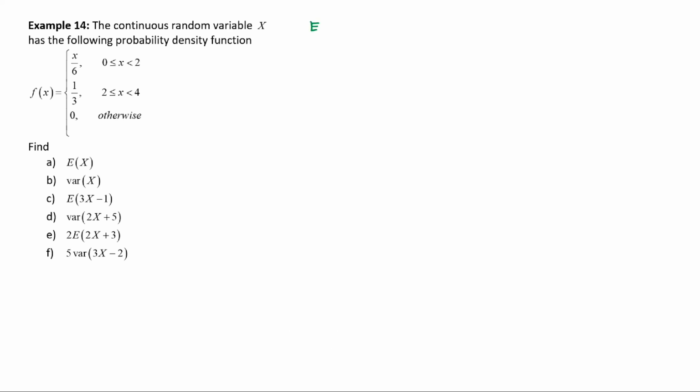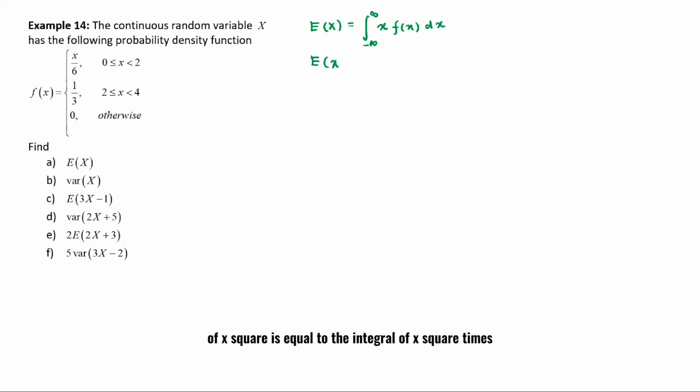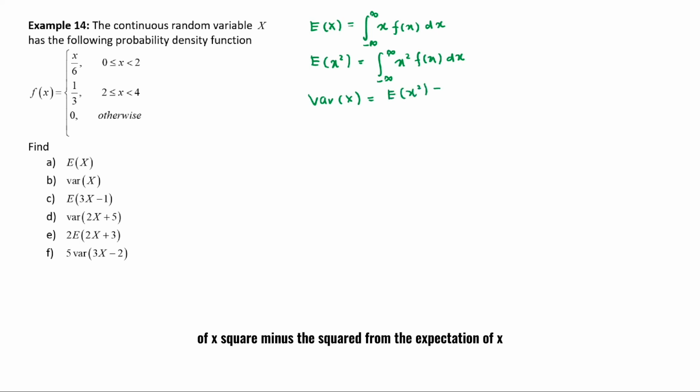Let's recap. The expectation of x is equal to the integral of x times probability density function from negative infinity to positive infinity. The expectation of x square is equal to the integral of x square times probability density function from negative infinity to positive infinity. The variance of x can be defined as the expectation of x square minus the square of the expectation of x.